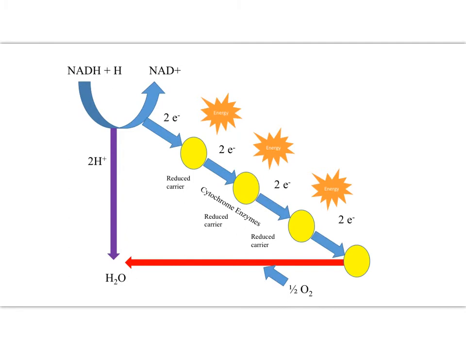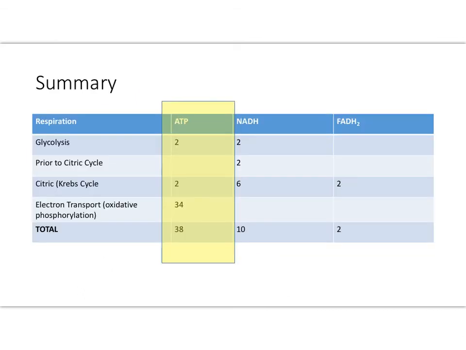NADH and FADH2, made previously in other steps, deposit their electrons in the electron transport chain. As electrons move down the chain, energy is released and used to pump protons out of the matrix, forming a gradient. Protons flow back into the matrix through an enzyme called ATP synthase, making ATP. At the end of the electron transport chain, oxygen accepts electrons and takes up protons to form water. Through the respiration processes described, 38 ATPs are produced.